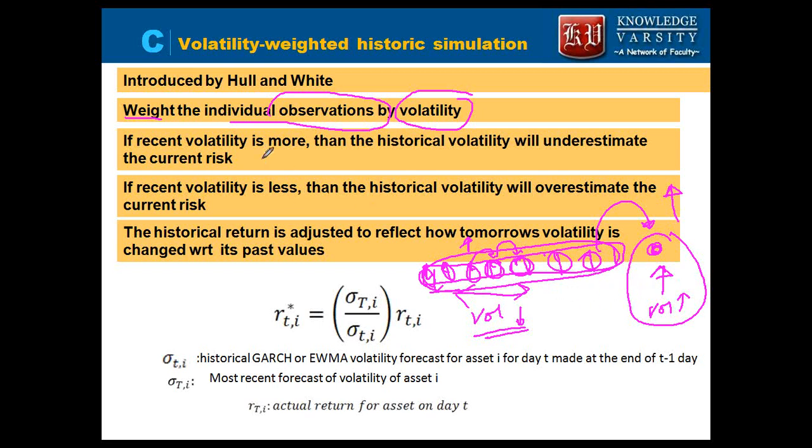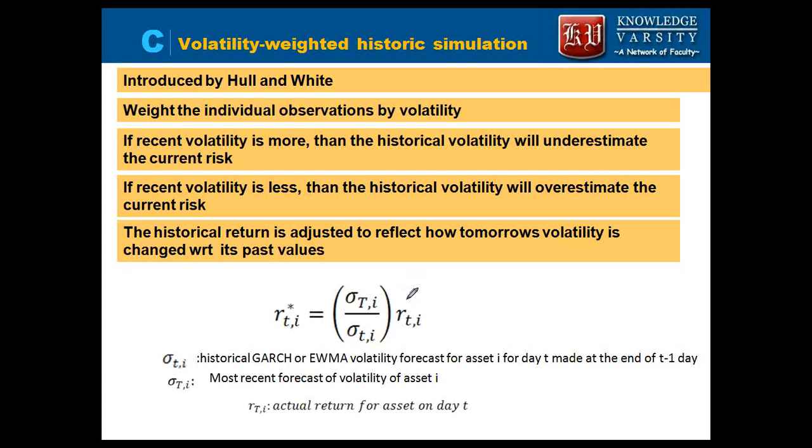If recent volatility is more, historical volatility will underestimate the current risk, as measured by the return. The return would be taken as lower in absolute terms. If recent volatility is less, then historical returns would be more and will overestimate the risk measure. So one approach is to adjust the return.